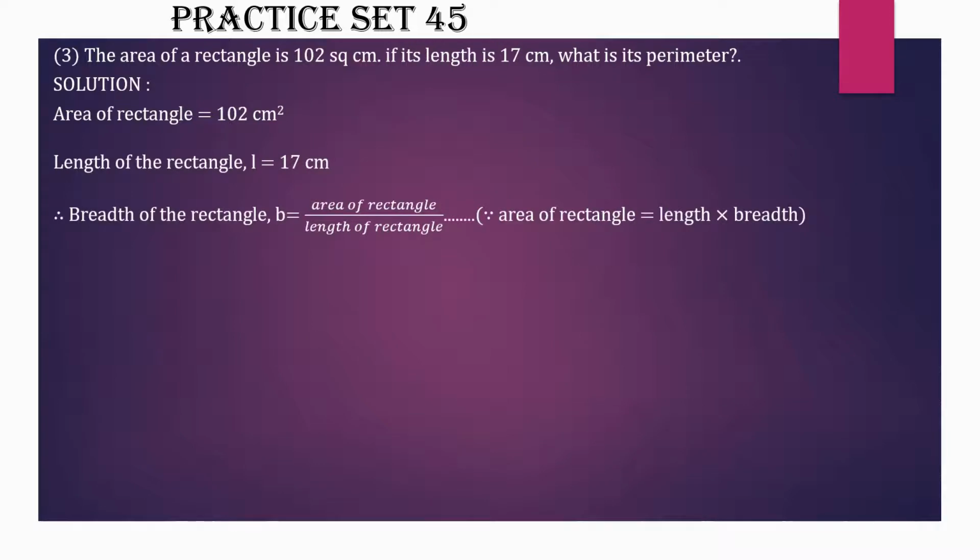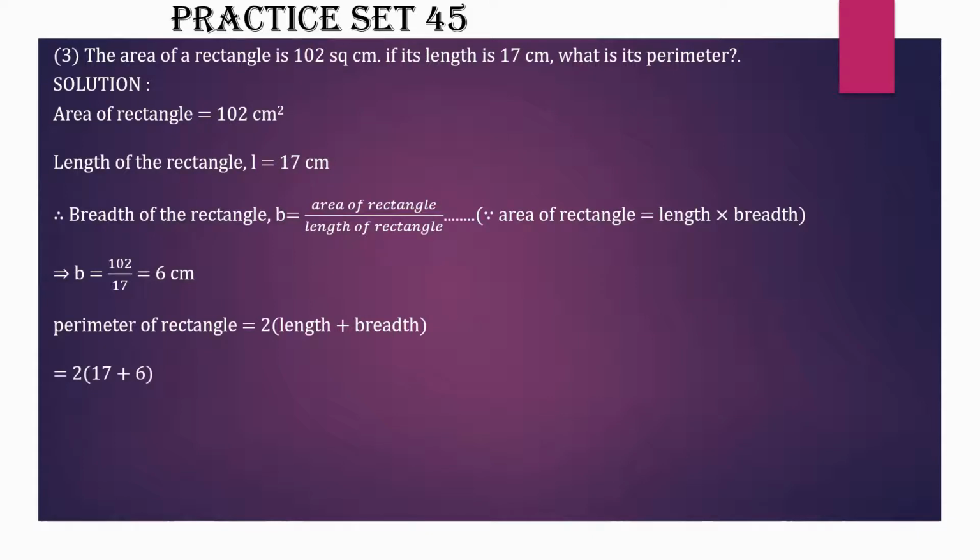Therefore, breadth of the rectangle B is equal to area of the rectangle divided by length of the rectangle, since area of a rectangle is equal to length into breadth. So B is equal to 102 divided by 17, that is 6 centimeter. So we have found out the breadth of the rectangle as 6 centimeter. Now we know the formula for perimeter of a rectangle as 2 into length plus breadth, which is equal to 2 into 17 plus 6, that is 2 into 23, which is 46 centimeter. So perimeter of the rectangle is 46 centimeter.